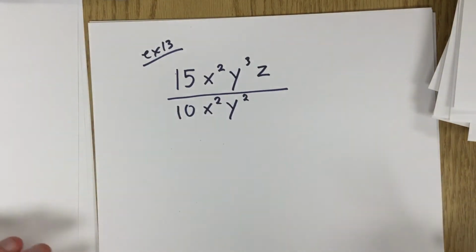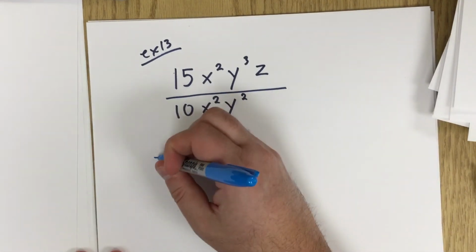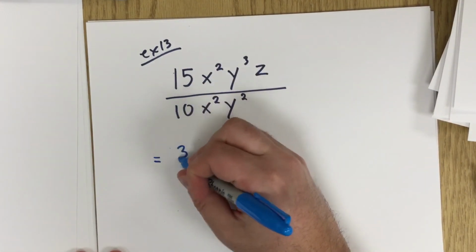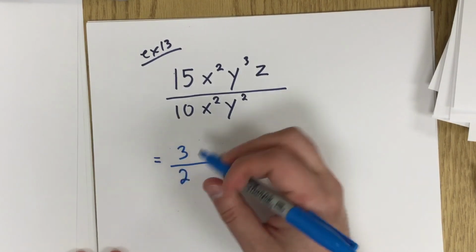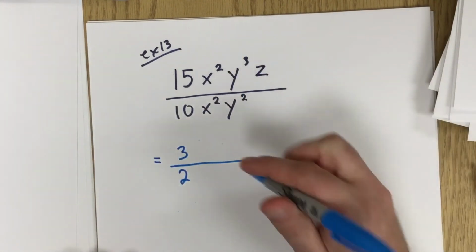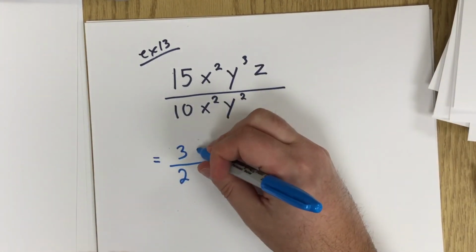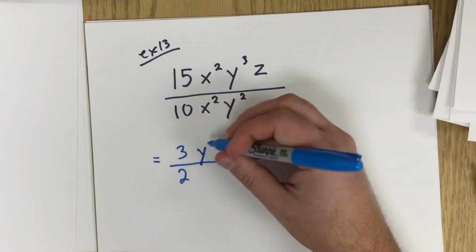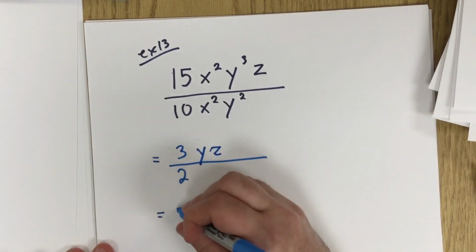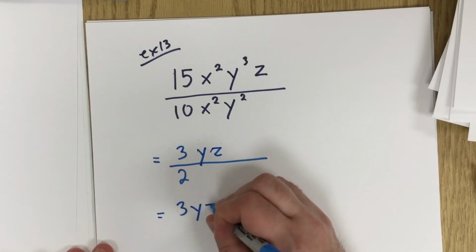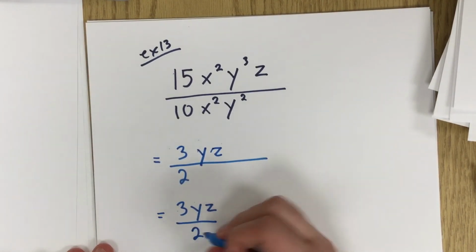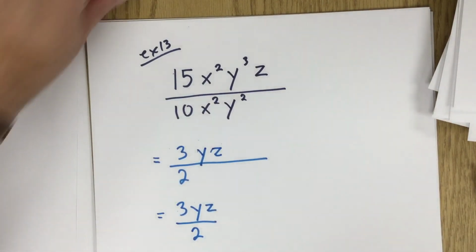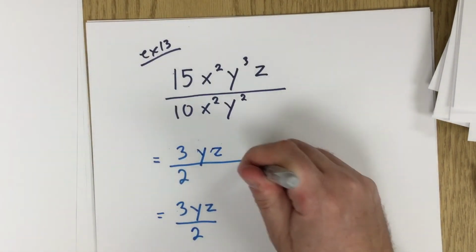So let's say we go through this one over here. We're going to simplify this. 15 over 10 is the same thing as 3 over 2. X squared over x squared, that's gone. Y cubed over y squared is y. Z over nothing is z. So this is going to be 3yz over 2. Now, if we look at the last step, there's no restrictions.